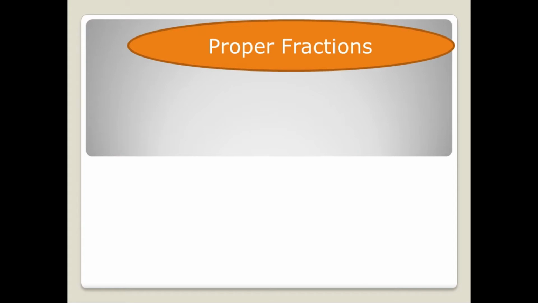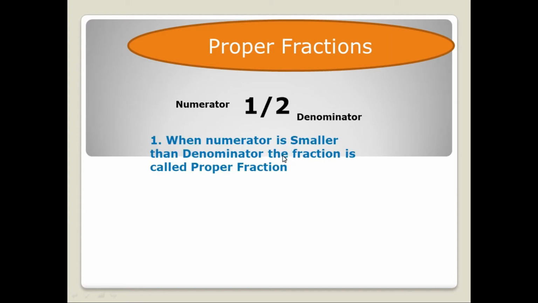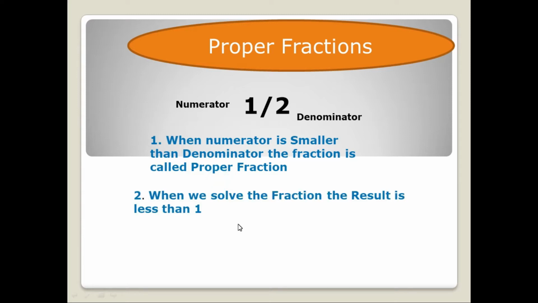First of all, we will discuss proper fractions. Consider the example of 1 over 2. 1 is the numerator, 2 is called the denominator. If we have a close look at the figure, we see that the numerator is smaller than the denominator. So the fractions in which the numerator is smaller than the denominator are called proper fractions. And the second condition is that when we solve the fraction, the result is less than 1.